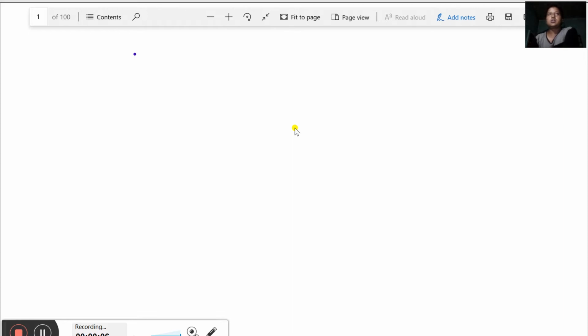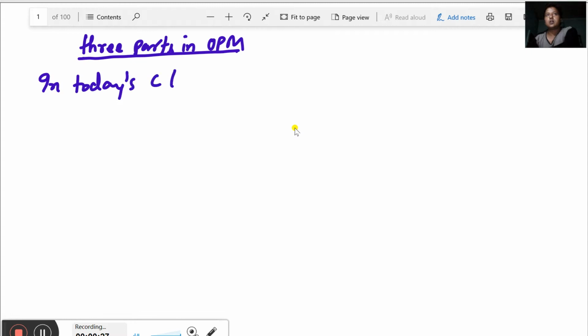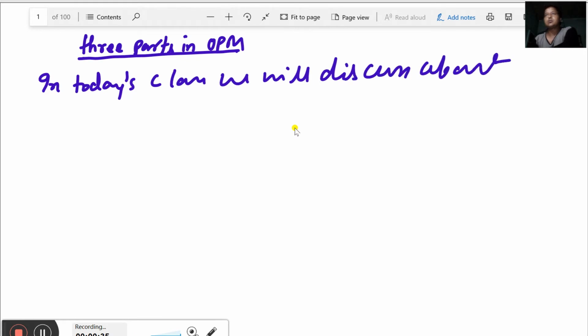We already discussed three parts in oblique projectile motion. In today's class we will discuss oblique projectile motion from a moving body.